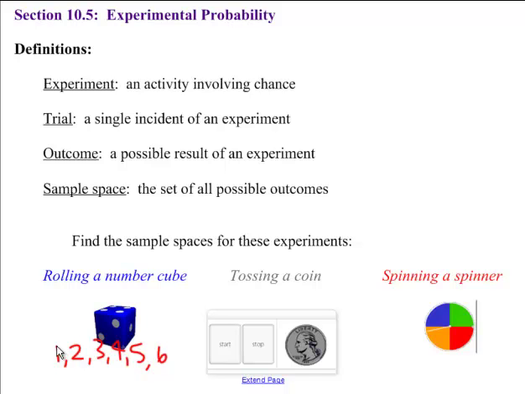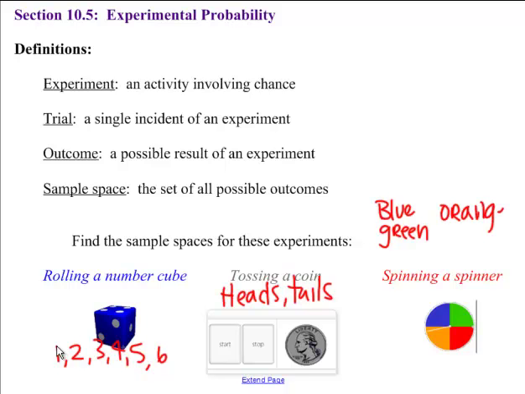Tossing a coin, we have even less outcomes. You're either going to get a heads or you're going to get tails. Only options. And then spinning the spinner. So when I spin that, I have a 1 in 4 chance of landing on these 4 colors of blue, green, orange, or red. That's it. I cannot get yellow, I cannot get purple, I cannot get chartreuse. My only options are blue, green, orange, or red.